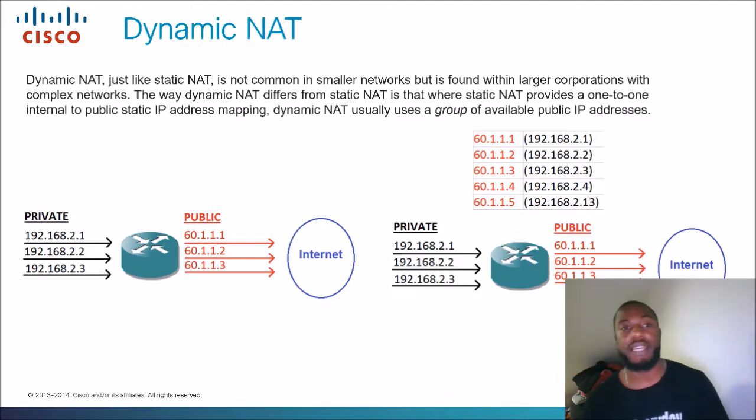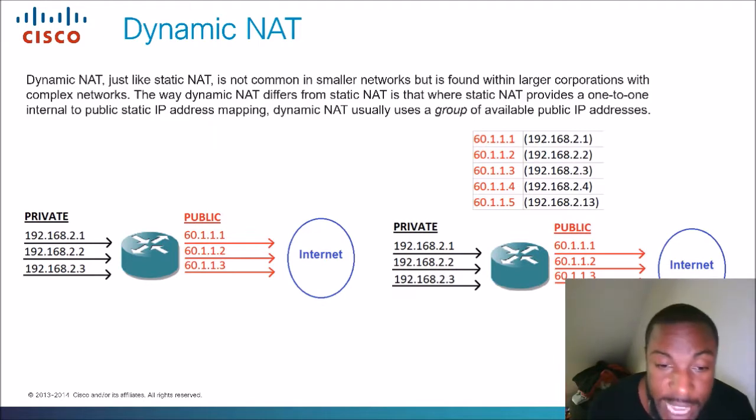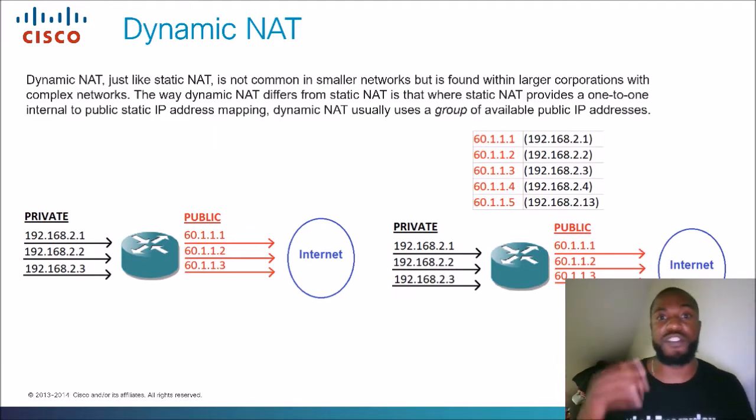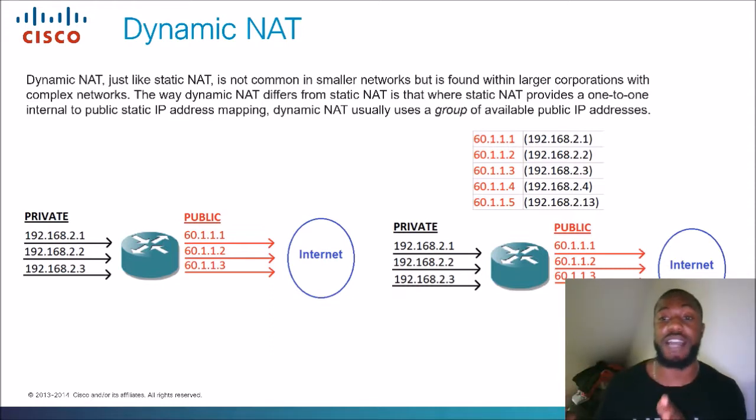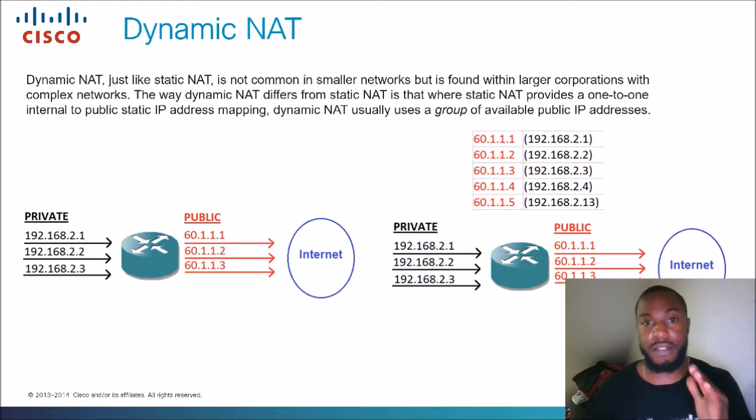Okay, dynamic NAT, just like static NAT, is not common in smaller networks, but is found in larger corporations with complex networks. The way dynamic NAT differs from static NAT is that where static NAT, you see on the left-hand side, on the right-hand side we've got dynamic NAT. Static NAT provides a one-to-one internal to public static IP address mapping. Dynamic NAT usually uses a group of available public IP addresses.